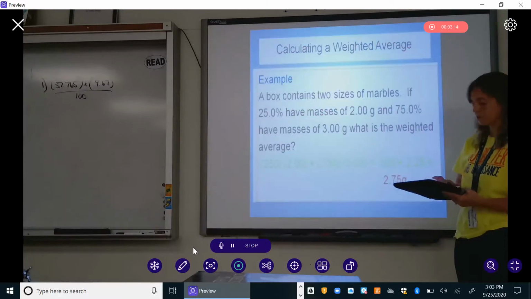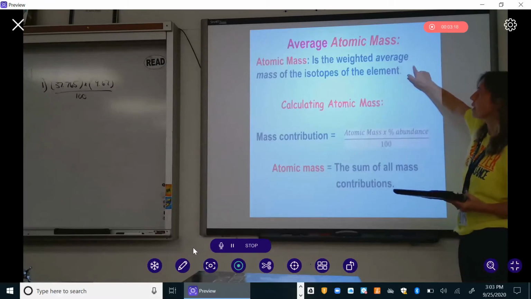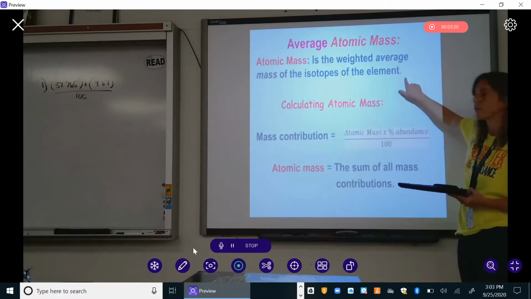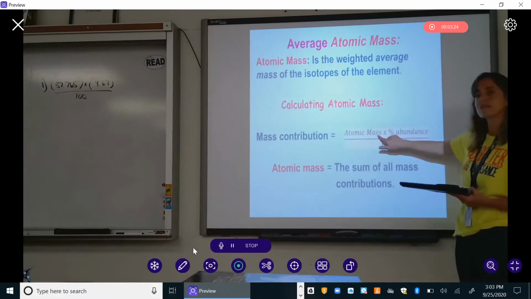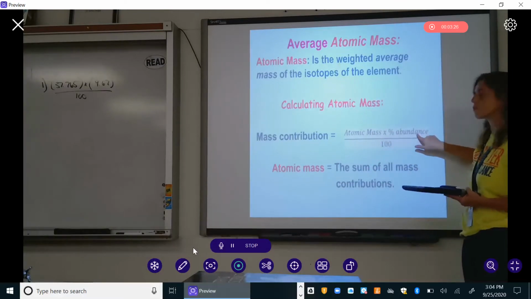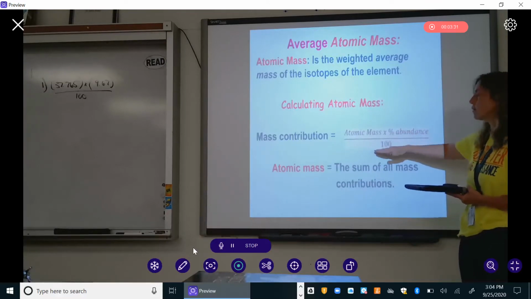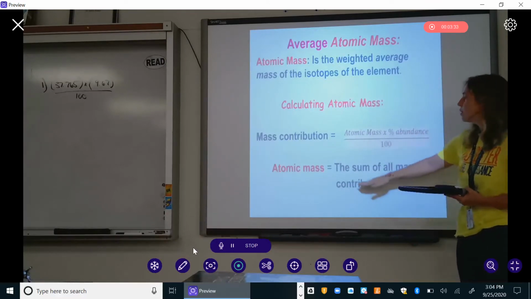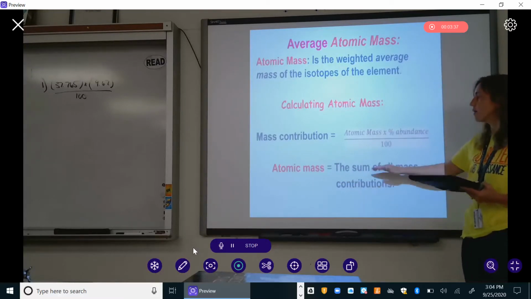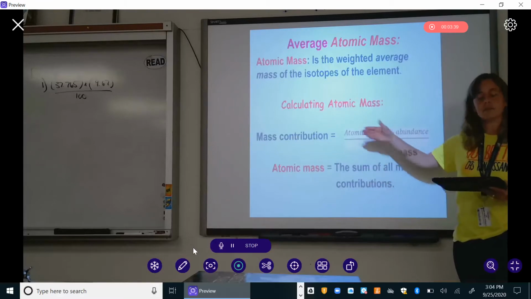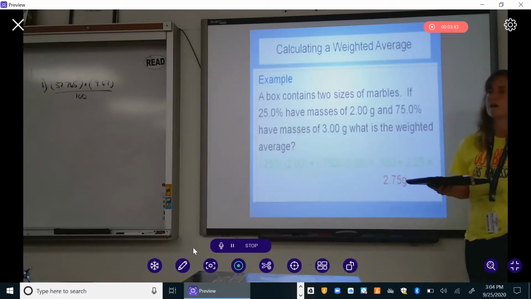So let's just talk about what is average atomic mass. Average atomic mass is the weighted average mass of the isotopes of the element. So when you're calculating it, you're going to take the atomic mass that's given, multiply it by the percent abundance given in the problem for each isotope, and then divide by 100. Then you will take the sum of all mass contributions, and that's going to give you the atomic mass of the sample.